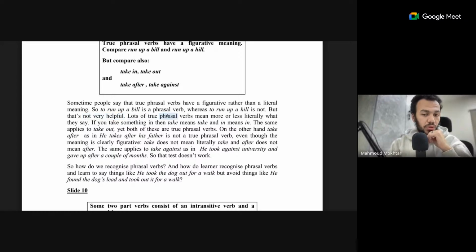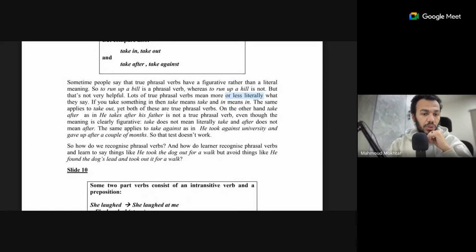Lots of true phrasal verbs mean more or less literally what they say. If you take something in, then take means take, and in means in. The same applies to take out. Yet both of these are true phrasal verbs.